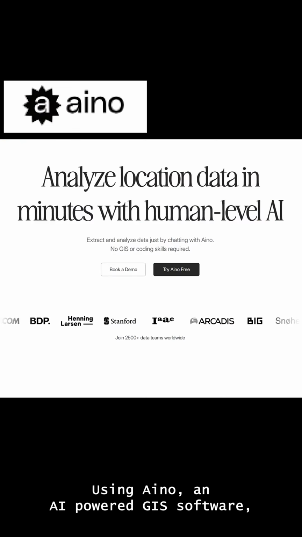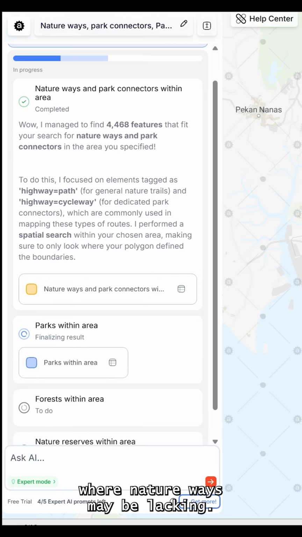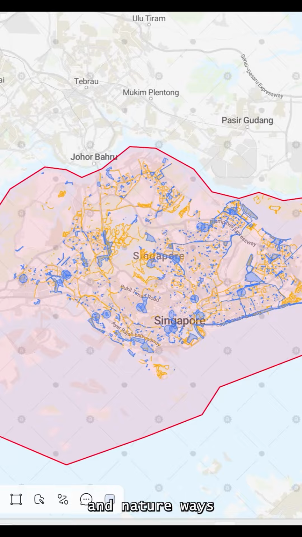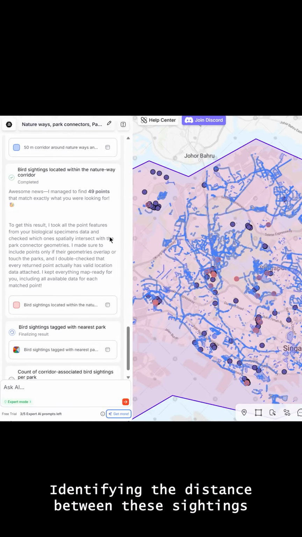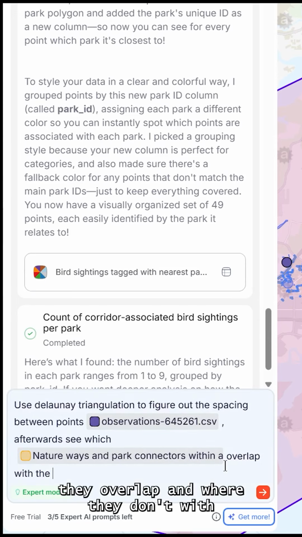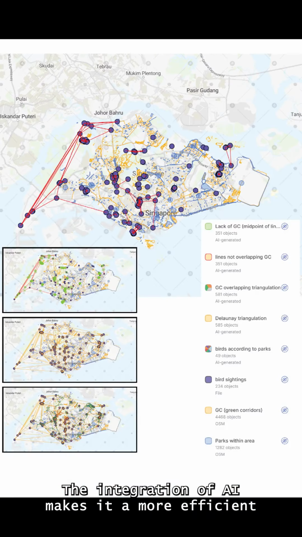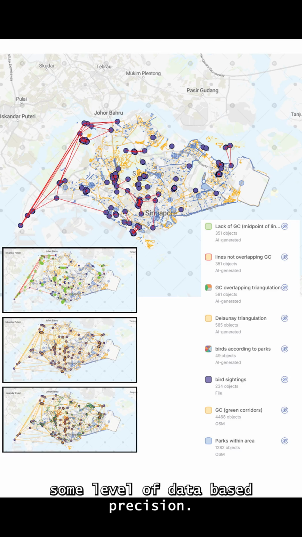Using iKnow and AI-powered GIS software, we conducted a study to hypothesize where nature ways may be lacking. This was done by identifying parks and nature ways, overlaying our bird sighting data points from iNaturalist, identifying the distance between these sightings with Delaunay lines, and seeing where they overlap and where they don't with nature ways. The integration of AI makes it a more efficient GIS tool while still maintaining some level of database precision.